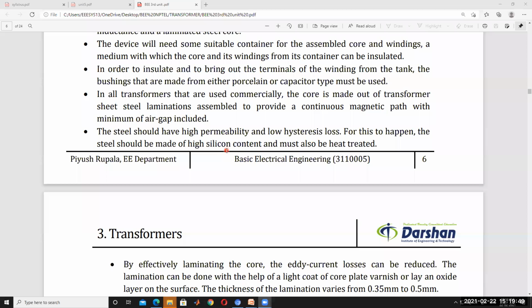So in order to get high permeability of the transformer core and low hysteresis loss, we have to add 4 to 5% silicon into the steel, and then the permeability of the transformer core increases. The transformer core is generally a ferromagnetic material. Ferromagnetic material has high permeability and low hysteresis loss. You know this well.